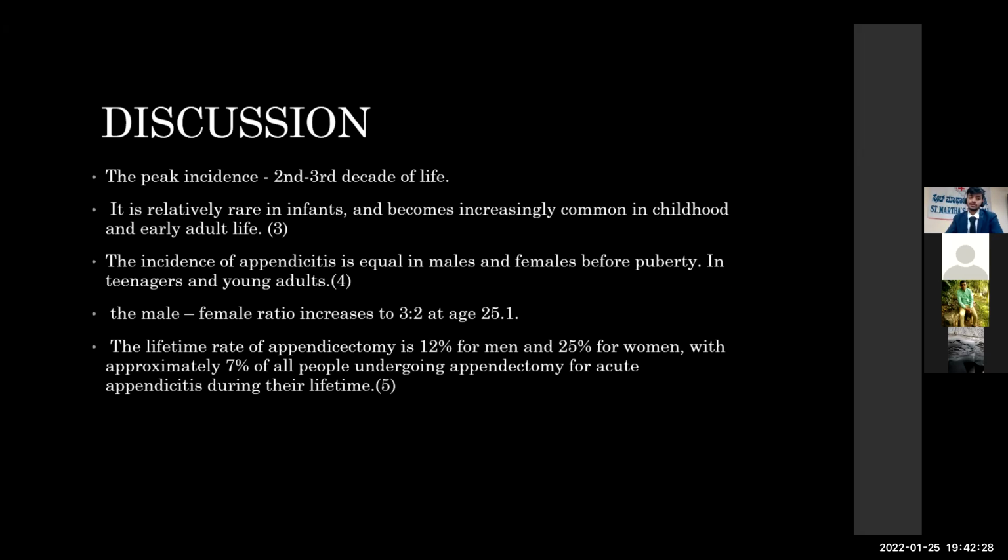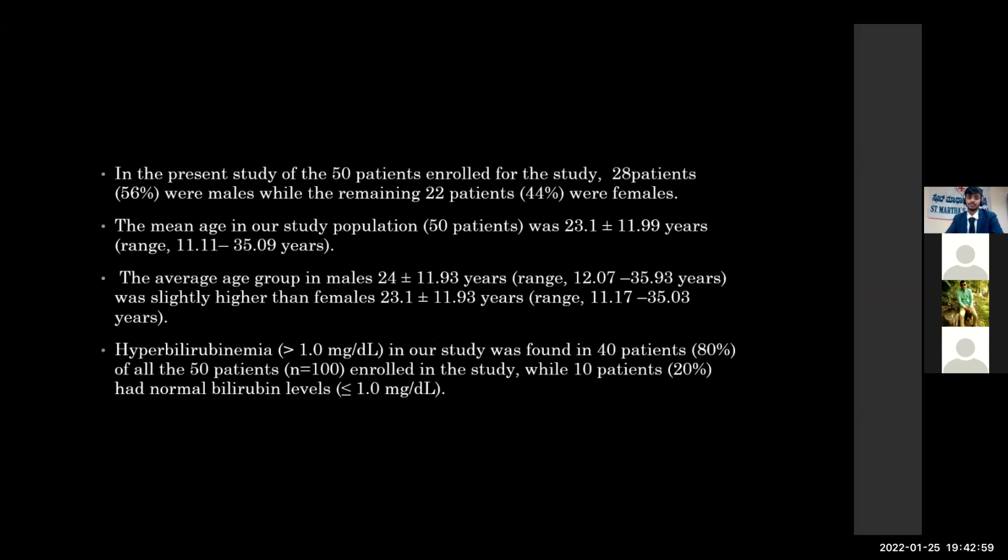Coming to the discussion, the peak incidence is second to third decade of life. It is relatively rare in infants and becomes increasingly common in childhood and early adult life. The incidence of appendicitis is equal in males and females before puberty. The male and female ratio is 3:2 at the age of 25.1 years. The lifetime rate of appendicectomy is 12% for men, 25% for women, with approximately 7% of all people undergoing appendicectomy for acute appendicitis during their lifetime.